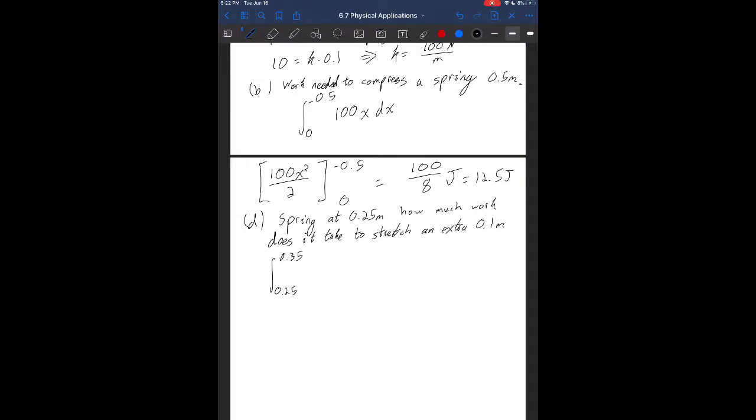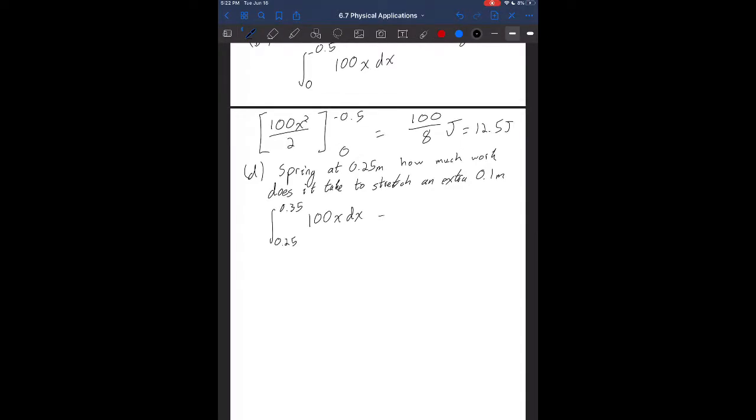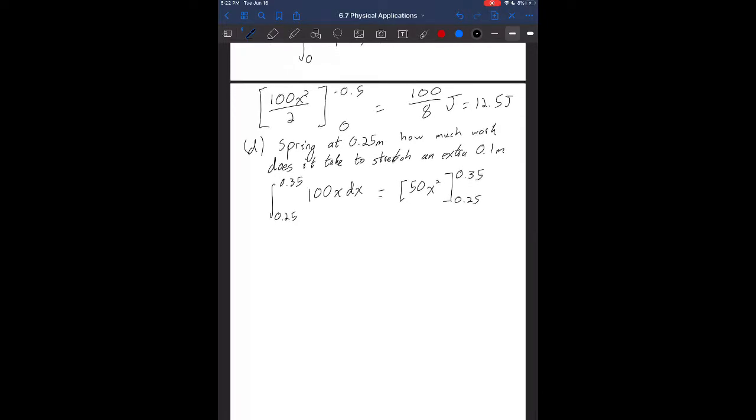We have the same integral we were talking about before with 100x dx. The force function for these spring problems is only going to change based on what your K is. The x part will always stay the same. So we can get the same integral of 50x squared evaluated from 0.25 to 0.35, which I don't want to square 0.35. That sounds really nasty, but if you actually go through and do this, you're going to get that this is 5.625 joules.